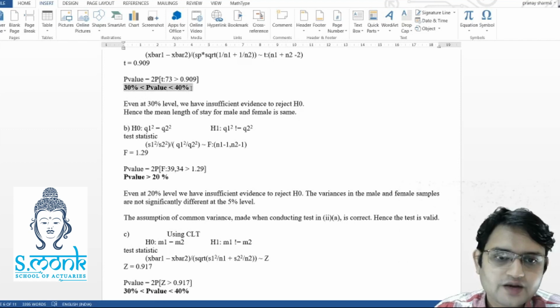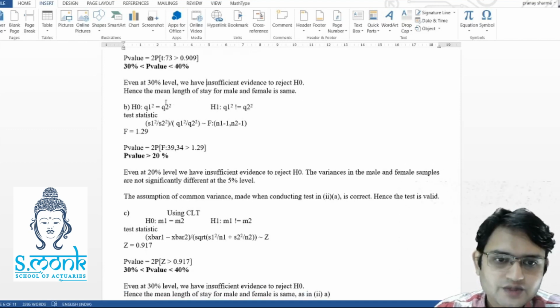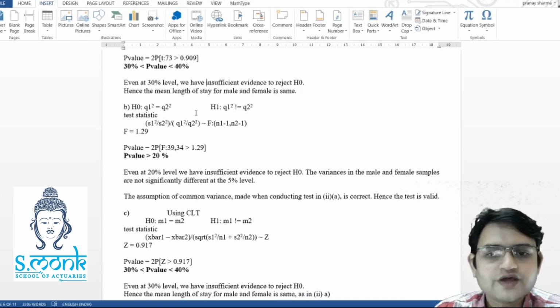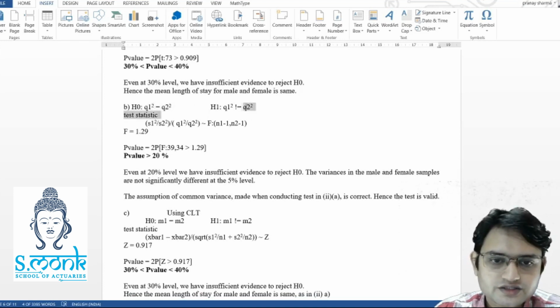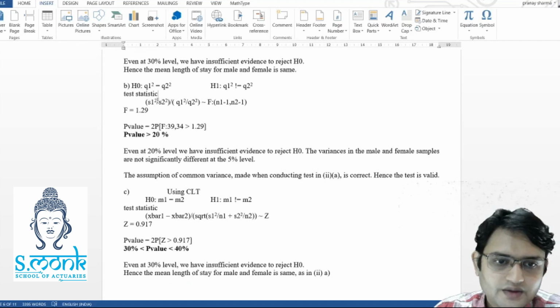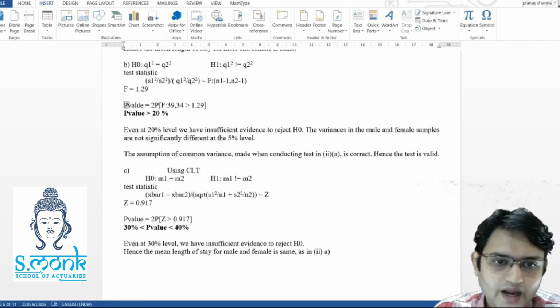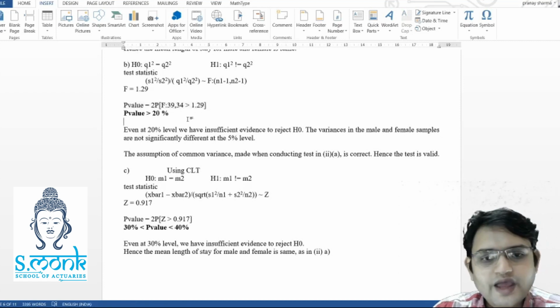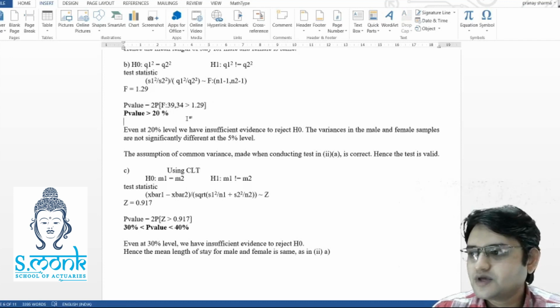And then finally our p value answer. Same thing here, we have to prove whether our variances are equal or not. This is our test statistic value, and then the p value.